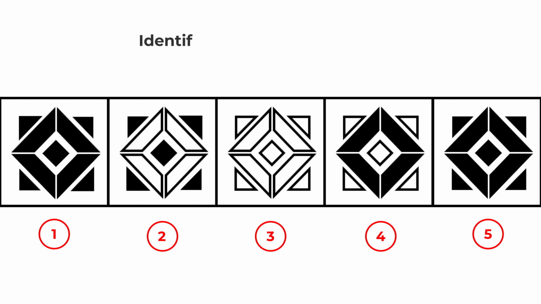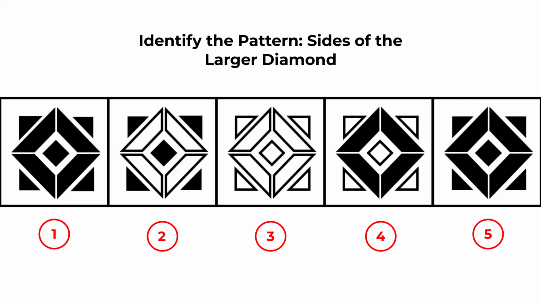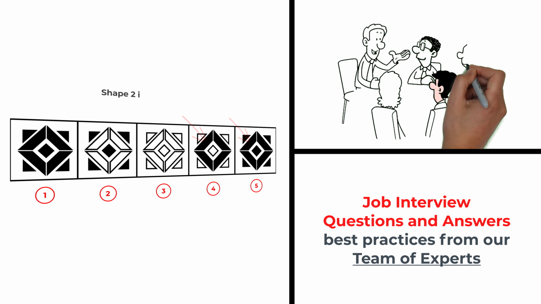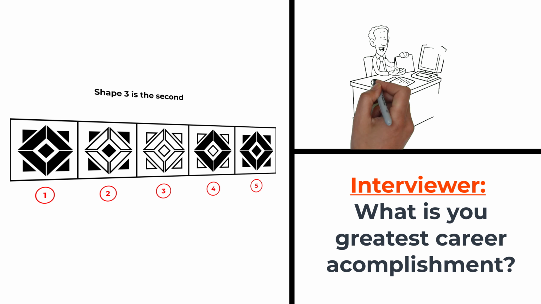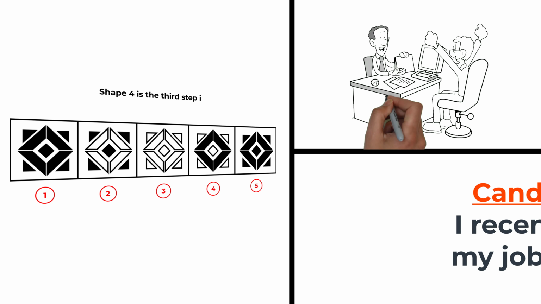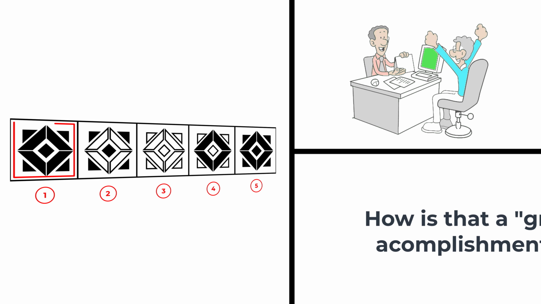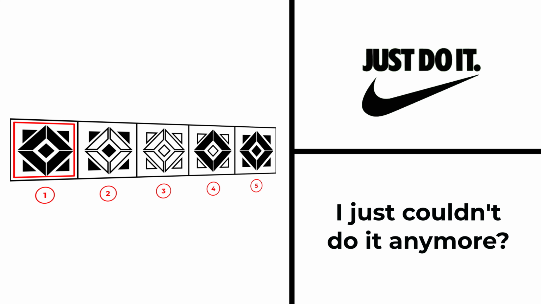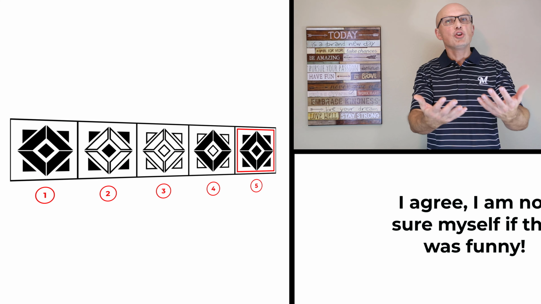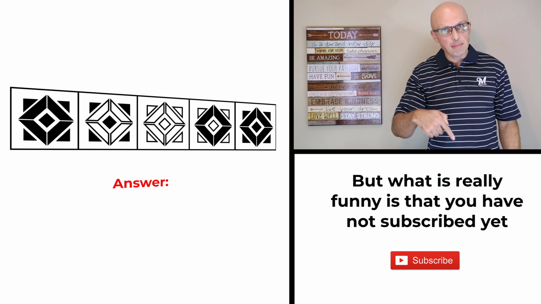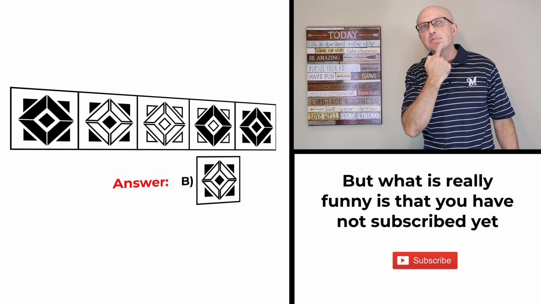And then the third pattern is the sides of the larger diamond. If you look closely, you see that the sides of the larger diamond in the first shape are black, then we have 2 white shapes, and then 2 blacks again. Let's recap. Shape 2 is the first shape in the pattern, shape 3 is the second shape in the pattern, shape 4 is the third shape in the pattern, and then shape 5 is the fourth and last step in the pattern. If you look closely at shape 1 in the picture, you see that this represents the last shape in the pattern. So the correct choice here for shape 6 would be to select the first shape in the pattern, which is the matching answer for choice B. So the correct answer here is choice B.